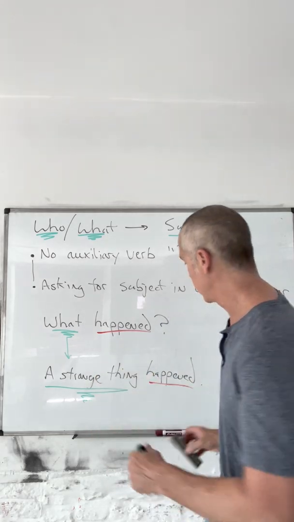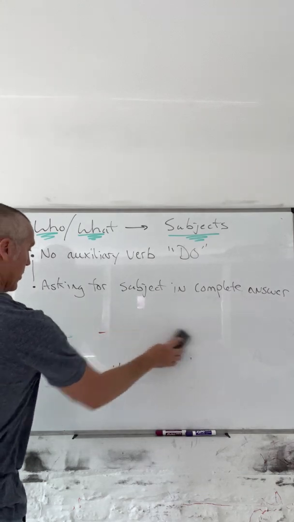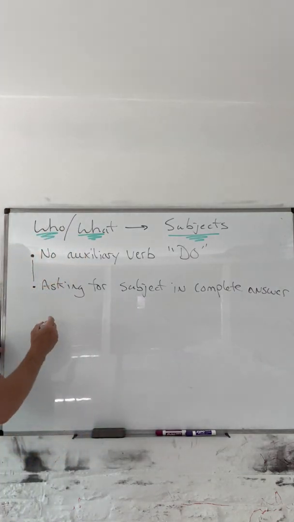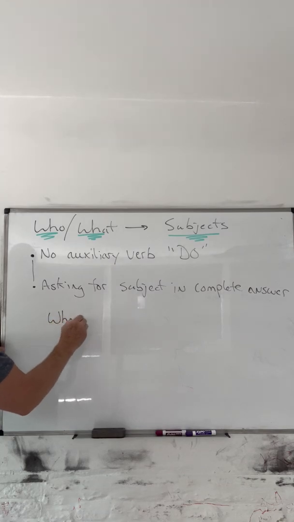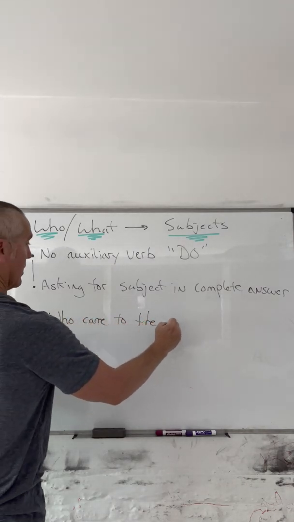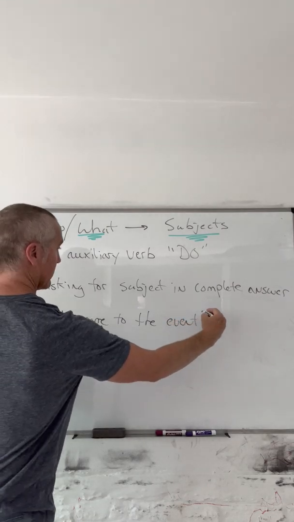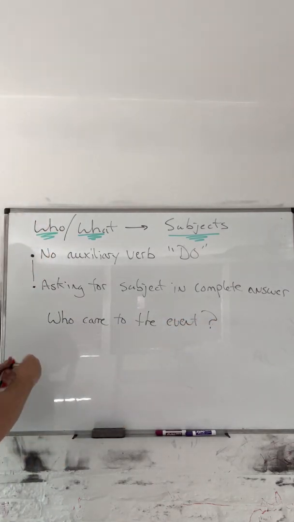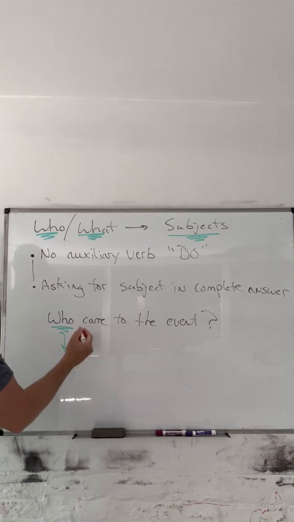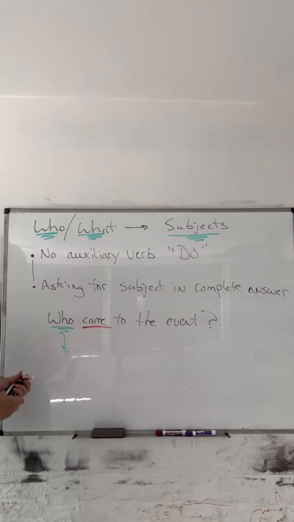Let's look at another example with who. Watch, something like this. Who came to the event? Who came to the event? Well, who, again, is functioning as the subject of the question. Right there's the verb, right? Who came to the event?